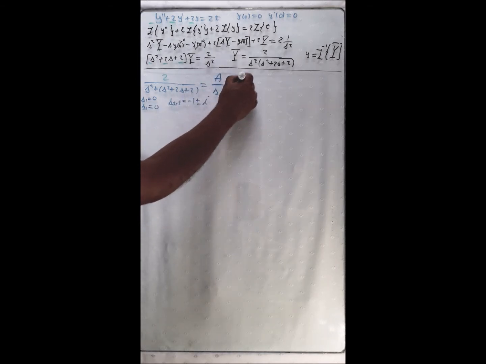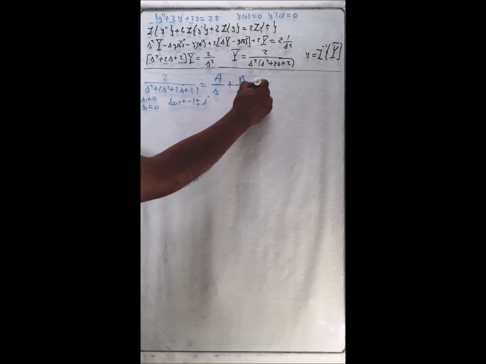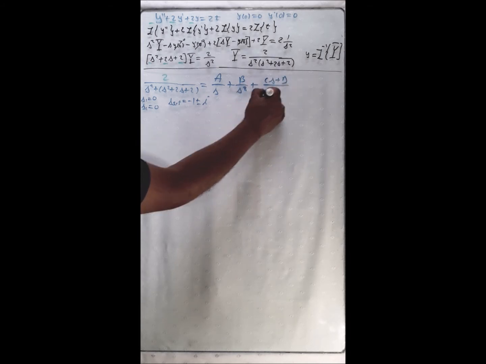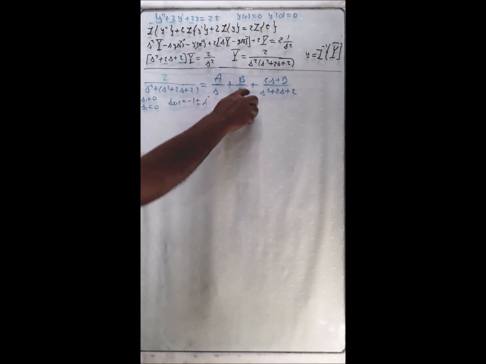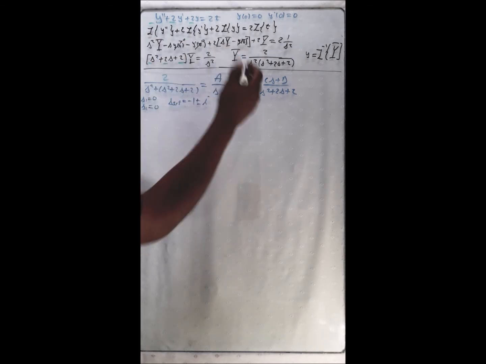A over s plus B over s squared plus (Cs plus D) over s squared plus 2s plus 2. And remember, engineers, what happens here is that you have this repeated root, so you have to write it twice, and you cannot use just s to the power of 1 because that would be the same fraction. So this one is actually number 2, squared.